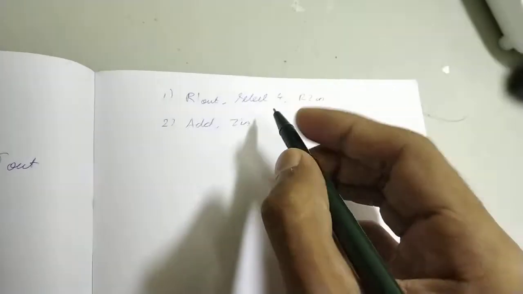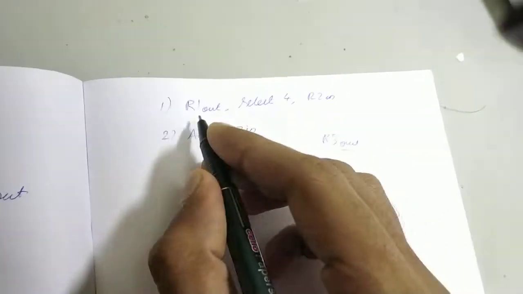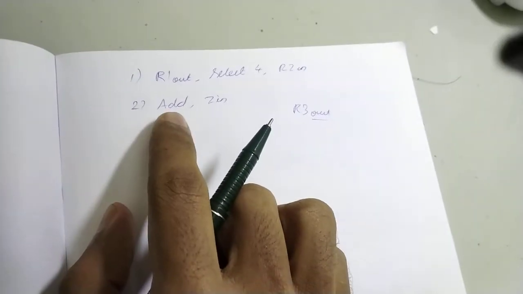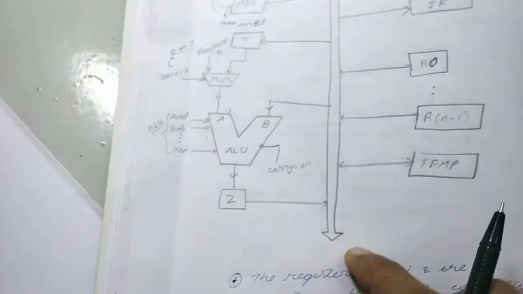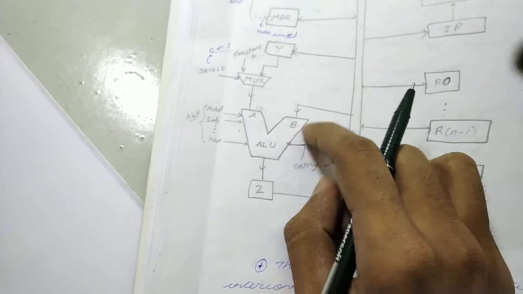Here we do not have something like R3 out or anything. So the value of R1 is not overwritten in this clock cycle. So when the AND signal is there, the value that is already present in internal processor bus, that is the value of R1, it will be taken in through here to B.